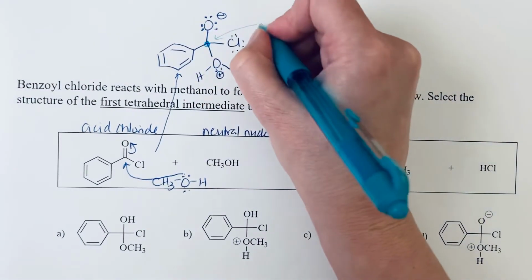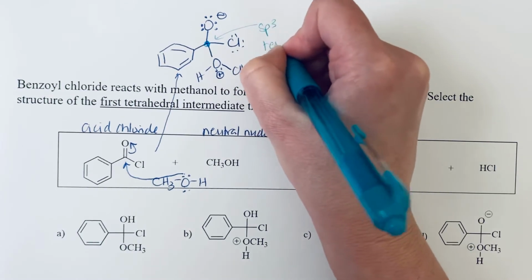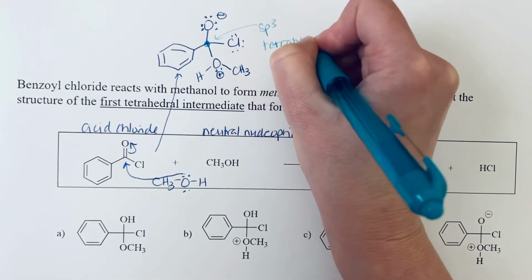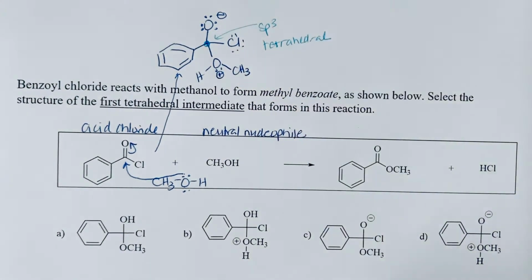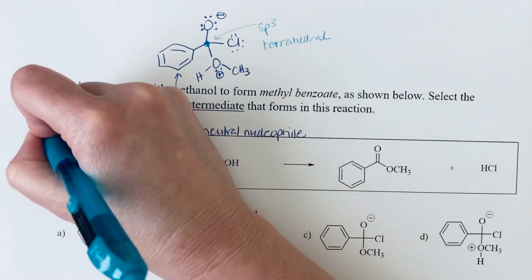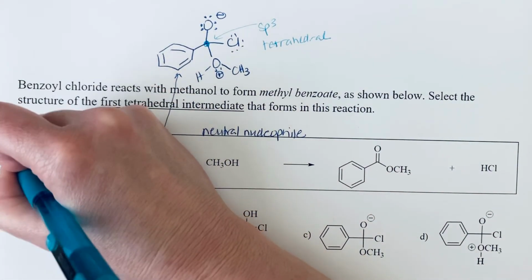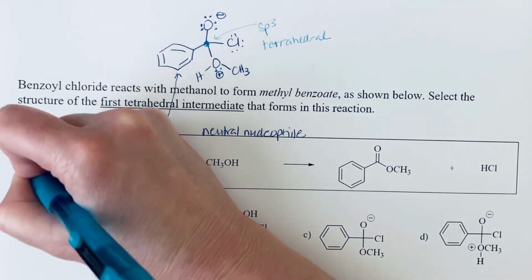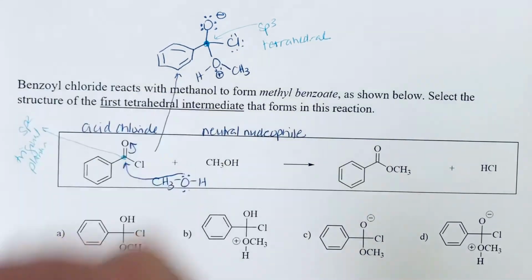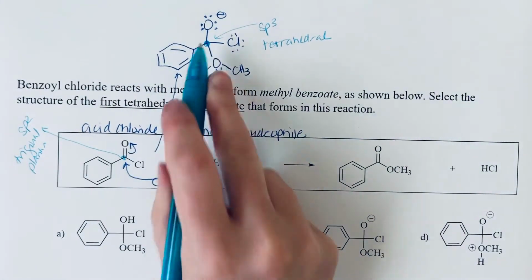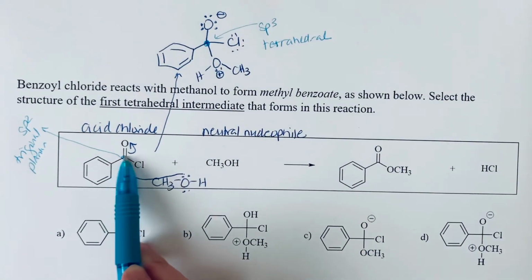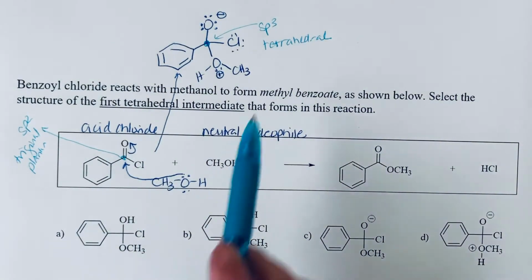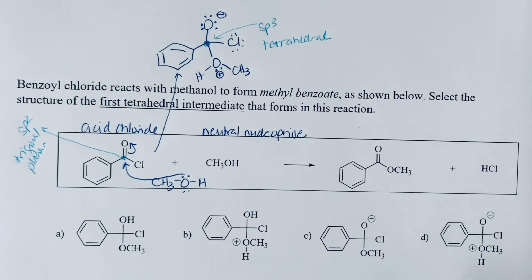So it is now sp3 and tetrahedral, and it started off as sp2 and trigonal planar. So that's what we mean when we call it the tetrahedral intermediate. We're focusing on the change to that acyl carbon. So here's our structure, and so it is option D.